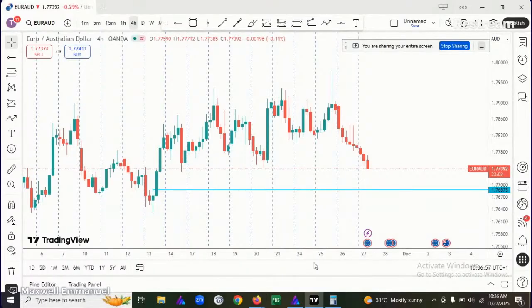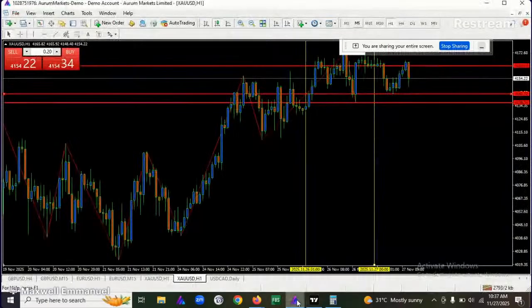GBP USD is supposed to buy because the market is trading or opened above our average price. Euro USD is supposed to buy because the market opened above the average price. But if you look at where price is at the moment, price is at a premium area, price is at a fair value gap. For that reason, you should not buy. Don't buy until price pulls back to a discount area. I hope that is clear.